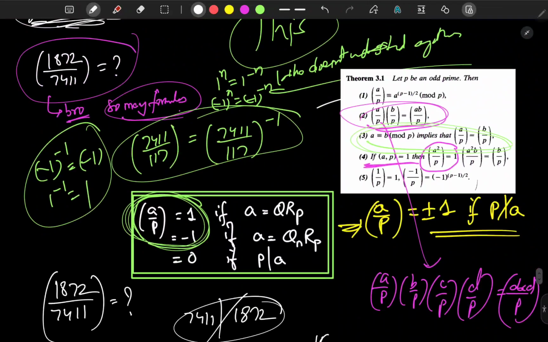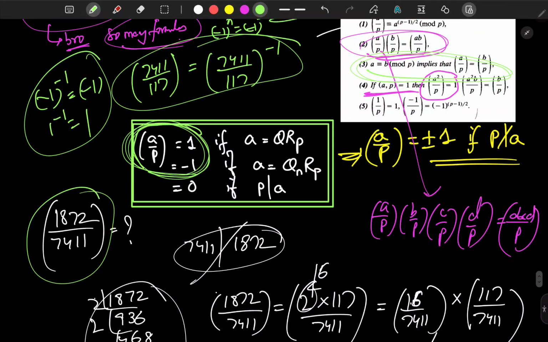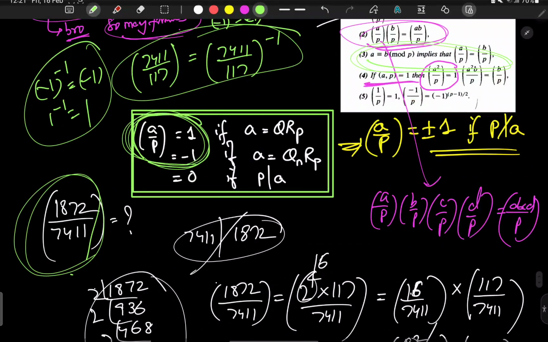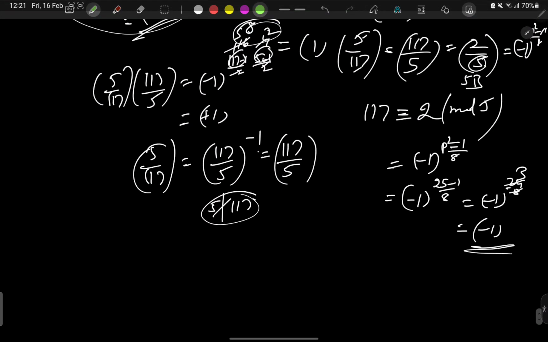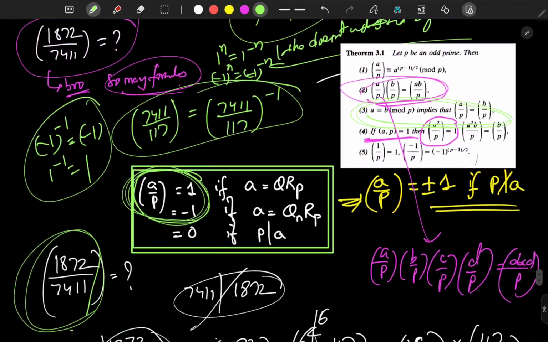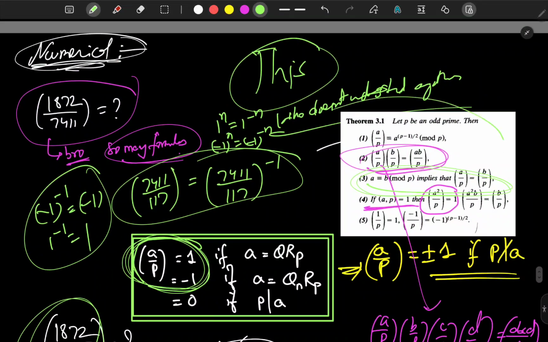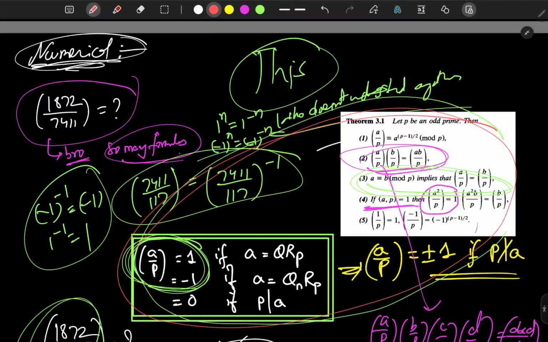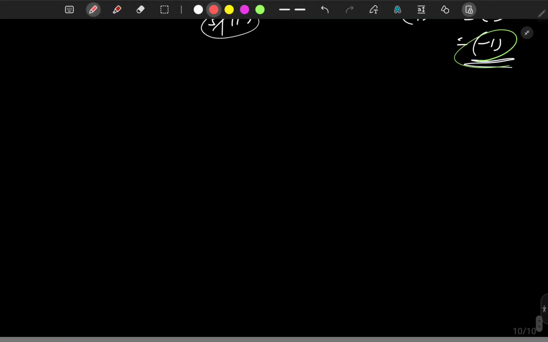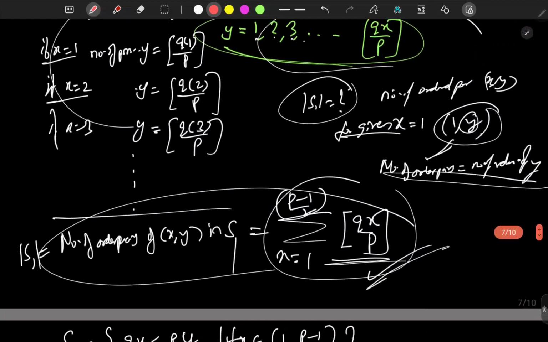So this number is how much? Minus 1. See, this problem is like this: we have to use so many concepts, so the key is that you need to understand. That's all. This is how you have to solve it.